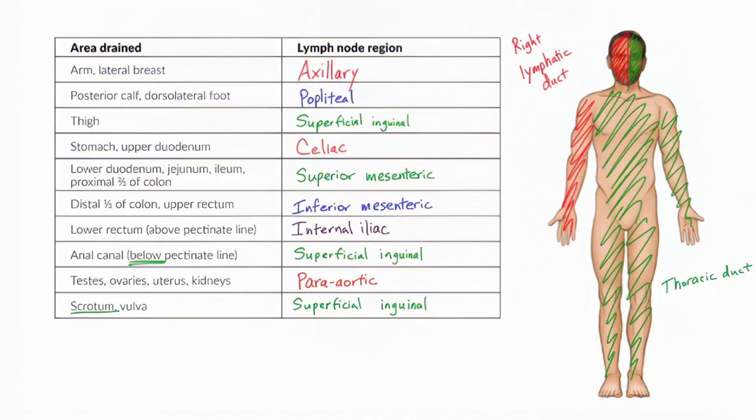And where does the thoracic duct empty into circulation? At the junction of the left subclavian and the internal jugular vein. The junction of the left subclavian vein and internal jugular vein is where the thoracic duct returns lymph back to circulation.